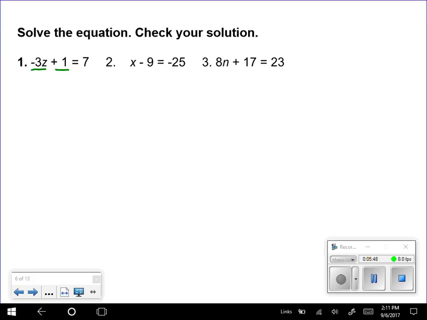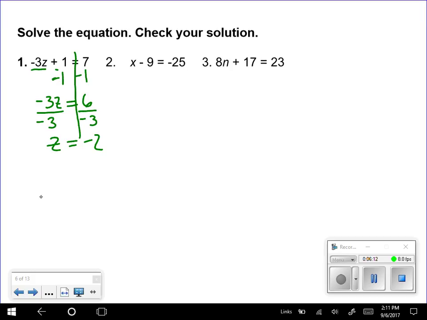So I want to work in reverse order of operation. I'm going to subtract first on both sides. So I have negative 3z equals 6. And now I can divide to get z by itself. 6 divided by negative 3 would be negative 2.